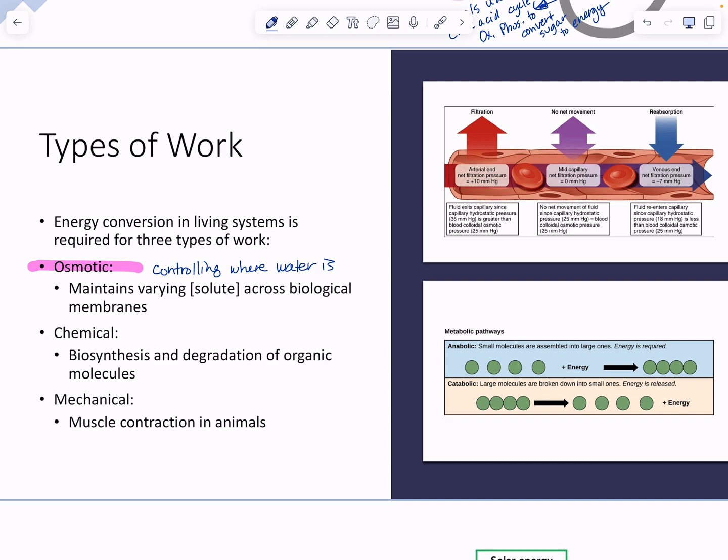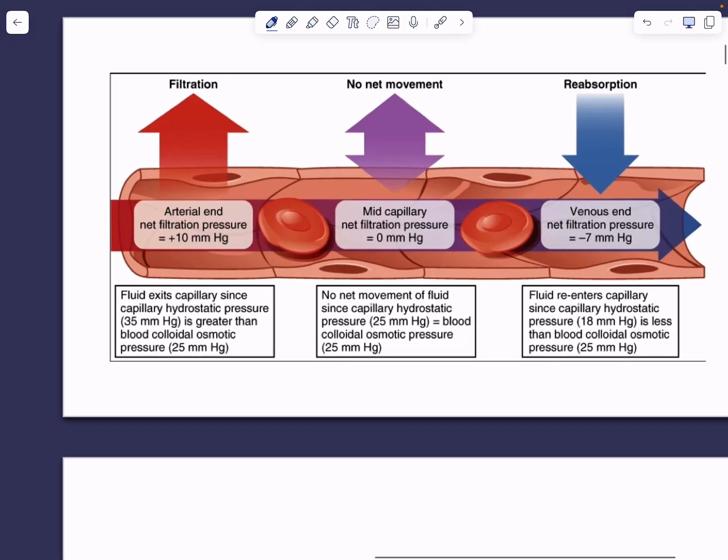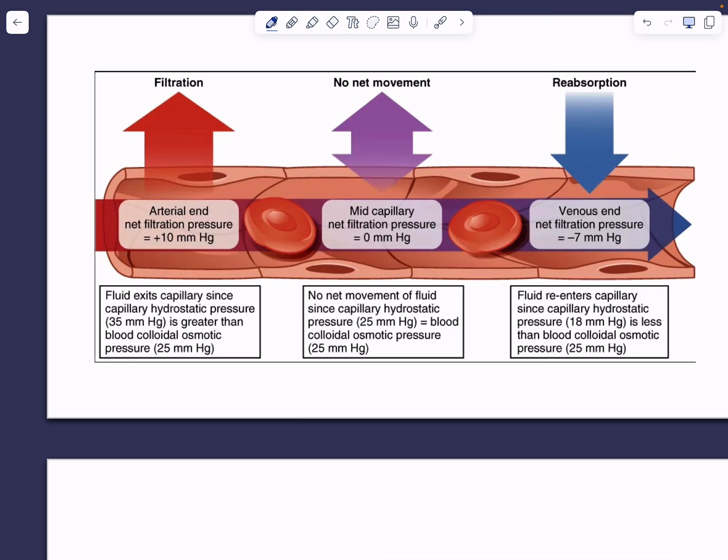If you look at the example that's shown up here, this has to do with maintaining the pressure in capillaries. So this is a small capillary, and if we have a situation where the capillary pressure is greater than the pressure in the blood, then fluid is going to exit the capillary, and we call that filtration.